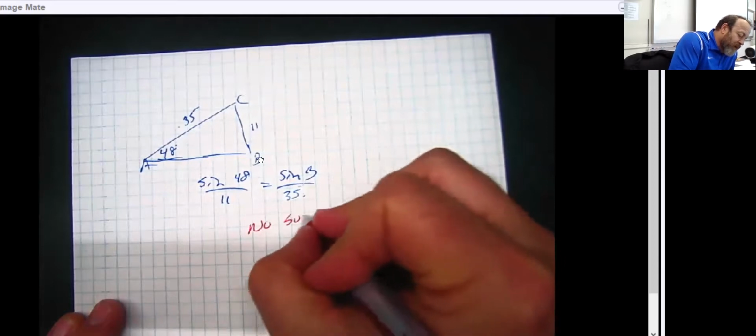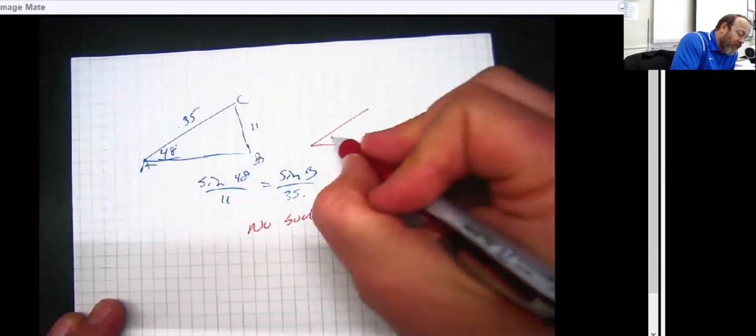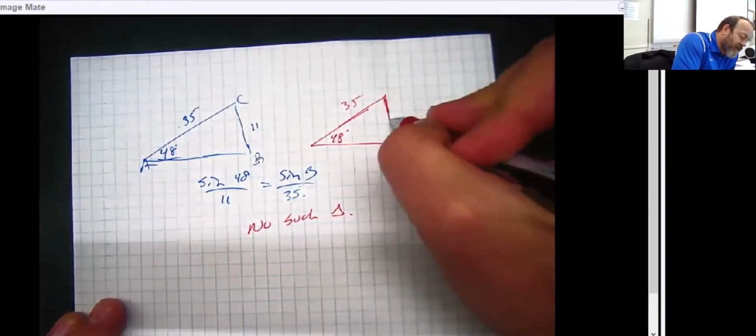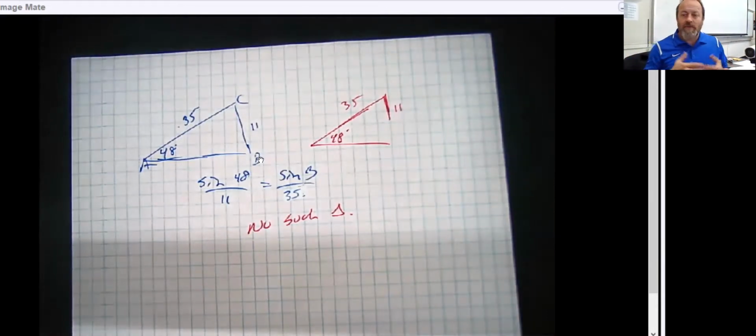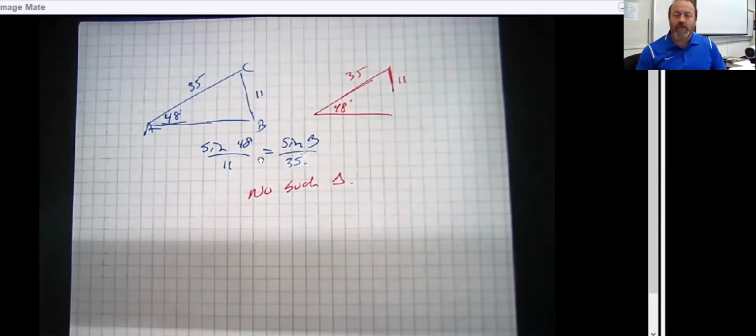The problem is, if you literally drew it to scale, 48 degrees going out 35, then 11 is only about that long. It isn't long enough to reach the bottom. And so that's the case where angle side produces no triangle of any kind. So that's a real brief look at the angle side story.